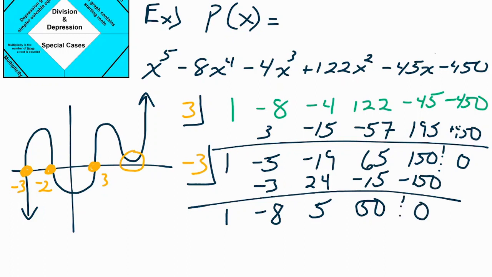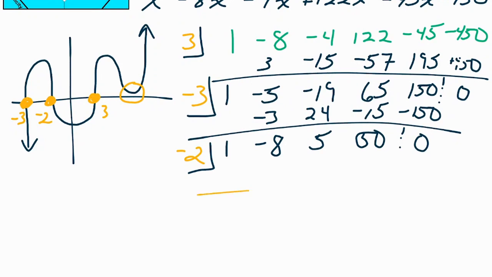Remember, when you get a remainder of 0, that means you picked the right root. It also means that you divided correctly. Lastly, at least at this point, I'm going to choose -2. It's one more root that I'm sure of from my original graph.